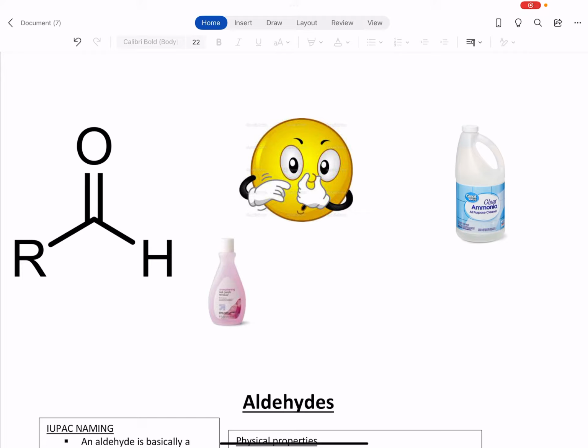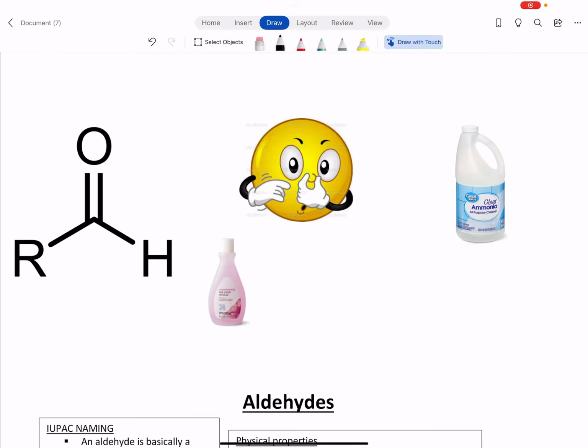Right off the bat, you can see a face holding his nose. Aldehydes are known for being very pungent odors, smelly, but they have a lot of use. Not only do they have bad odors, they also have really good odors as the molecule grows in size. So before I get into naming and physical properties, let's talk about how to identify an aldehyde.